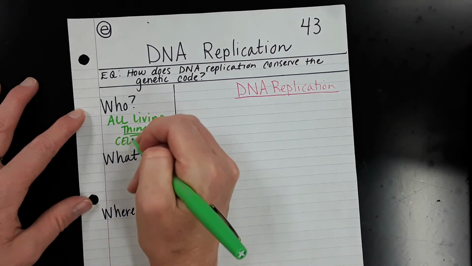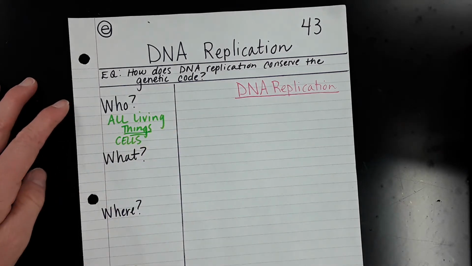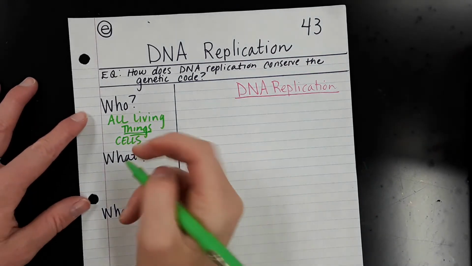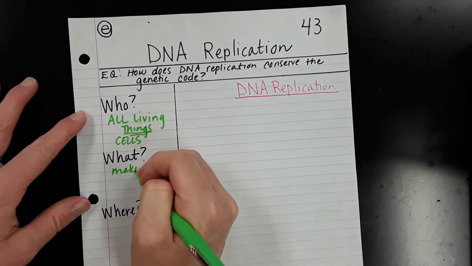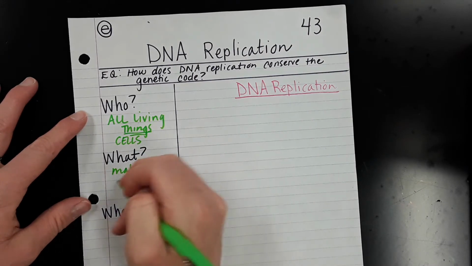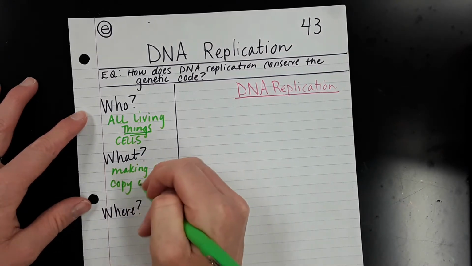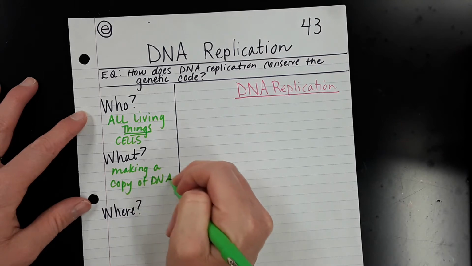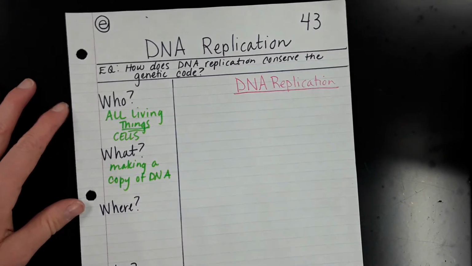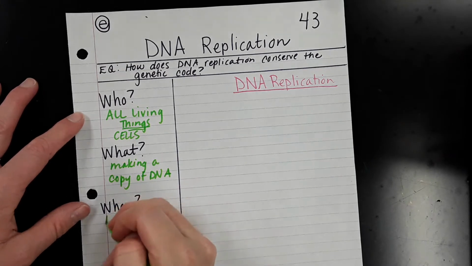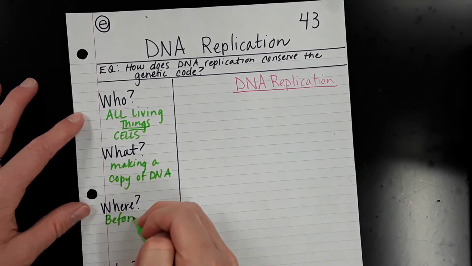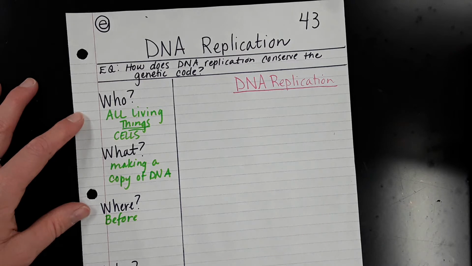This is going to happen in cells. What is DNA replication? It's making a copy of DNA. When does this happen? It happens before a cell divides. So before a cell divides to make another cell, the instructions are copied so that each new cell has a copy of the instructions for the cell. So before cell division.